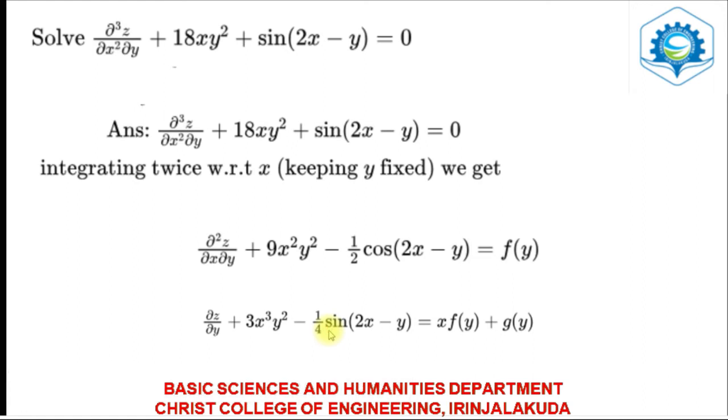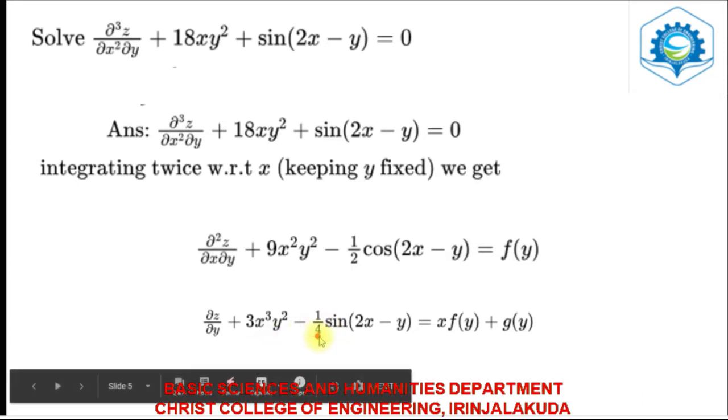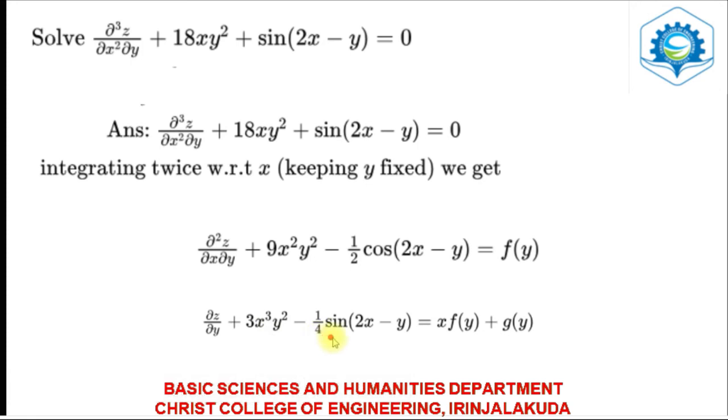the integral of f(y) with respect to x is x f(y), plus we have another constant of integration, and since we are integrating with respect to x, our constant is a function of y, we get another function g(y). So ∂z/∂y plus 3x³y² minus 1/4 sin(2x − y) equals x f(y) plus g(y), after two integrations with respect to x.